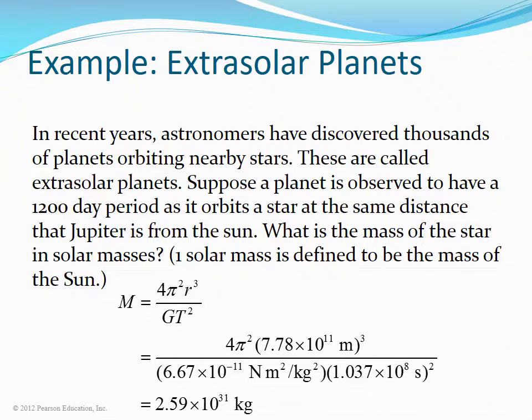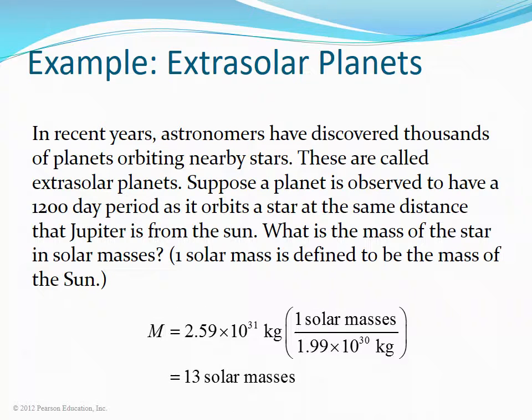Rearranging Kepler's third law and solving for the mass, then substituting the known values, gives a mass of 2.59 times 10 to the 31 kilograms. Since the mass of the Sun is 1.99 times 10 to the 30 kilograms, the star has a mass of 13 times the mass of the Sun.